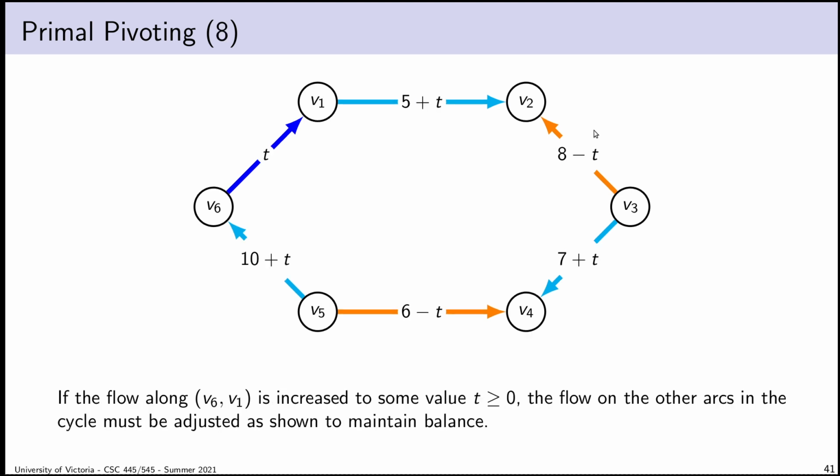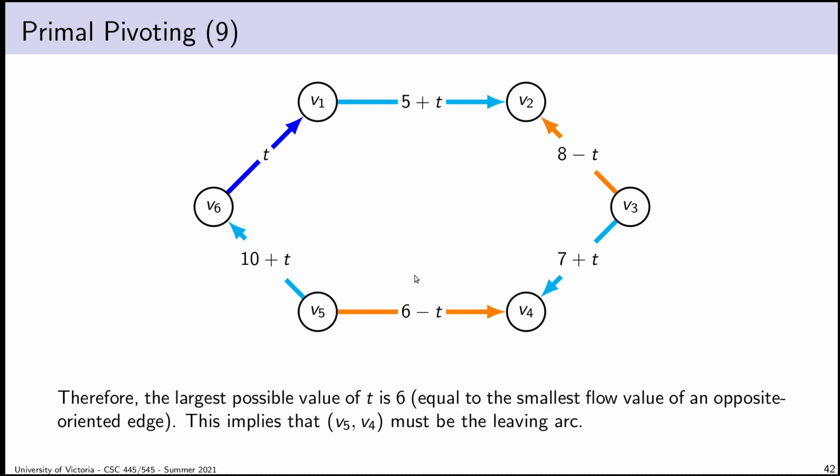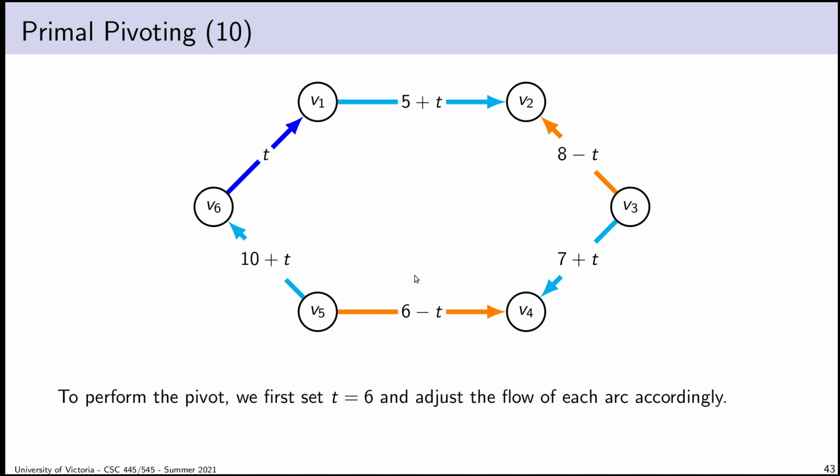So we choose, I guess this is a duplicate slide. Okay, so what we know is that if we increase the value of t to some positive number, then we need to make sure we don't make it too large, or else some of these things are going to go negative. So we will end up choosing this as our leaving arc.